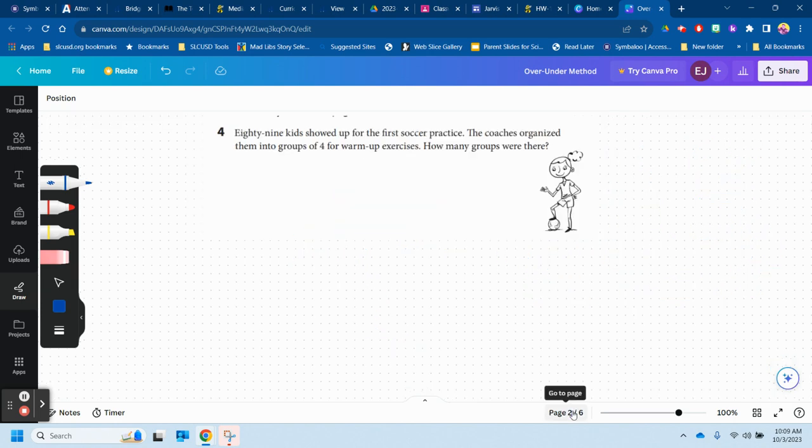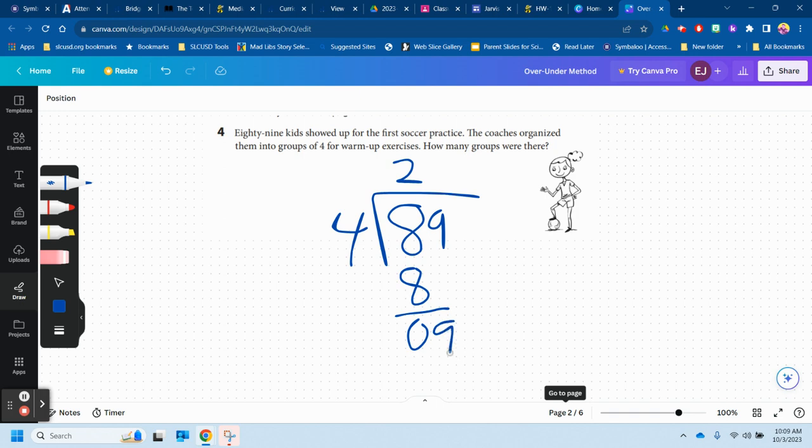All right, 89 kids showed up for the first soccer practice. The coach organized them into groups of 4 for warm-up practices. So we're taking 89 and dividing that by 4. Okay, so I'm going to look at the 8. How many groups? Groups of 10, and if they're into 4, that's going to be 2. It comes out even, 2 groups, 8. Bring down the 9, and then 22, 8. I have 1 kid left over.